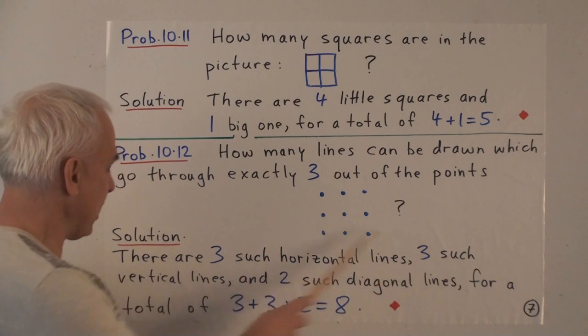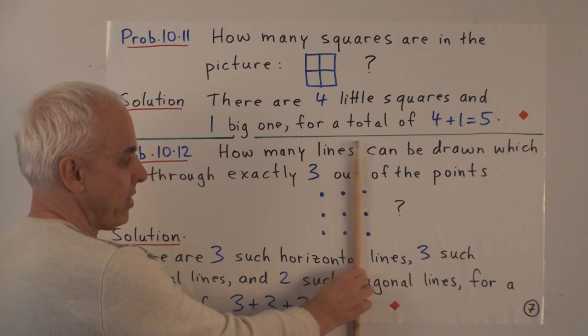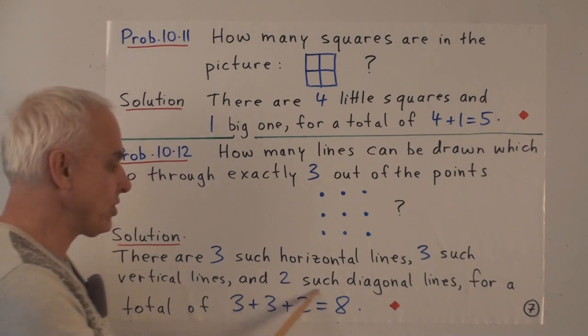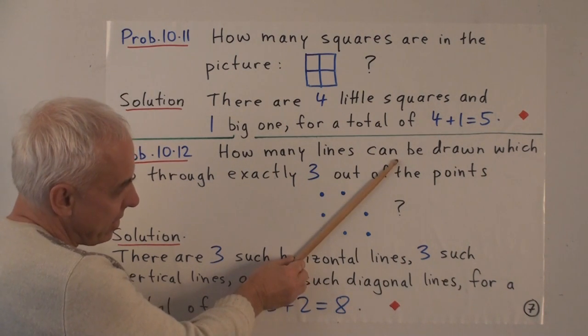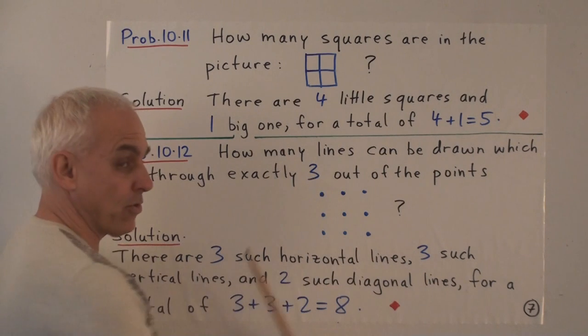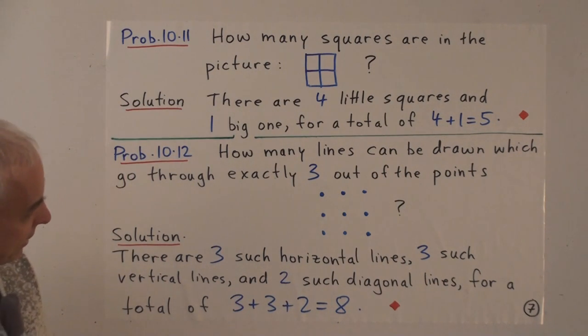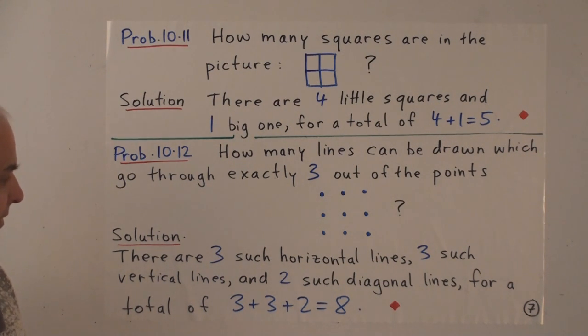There are also 3 such vertical lines. That one, and that one. And that's not all. Also 2 such diagonal lines. Because this diagonal line and this diagonal line also go through 3 of the points. And I can't see any other lines, so that's all I've got.